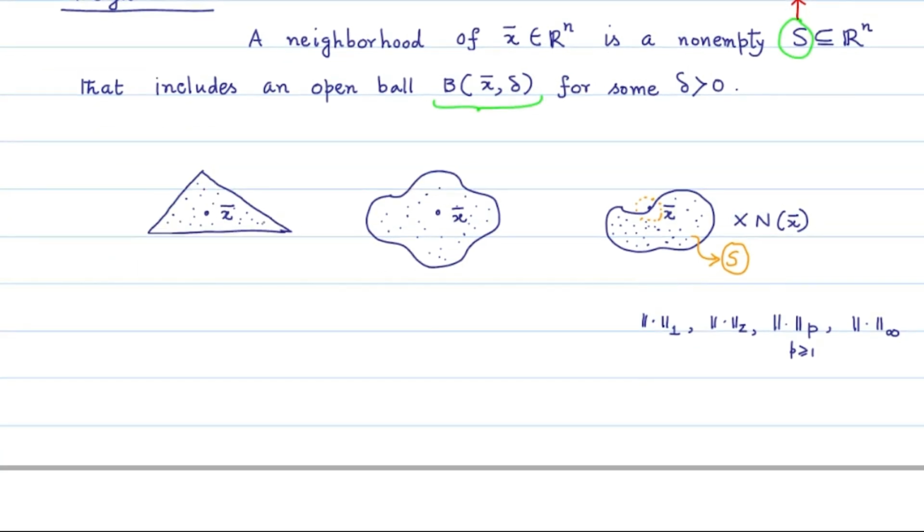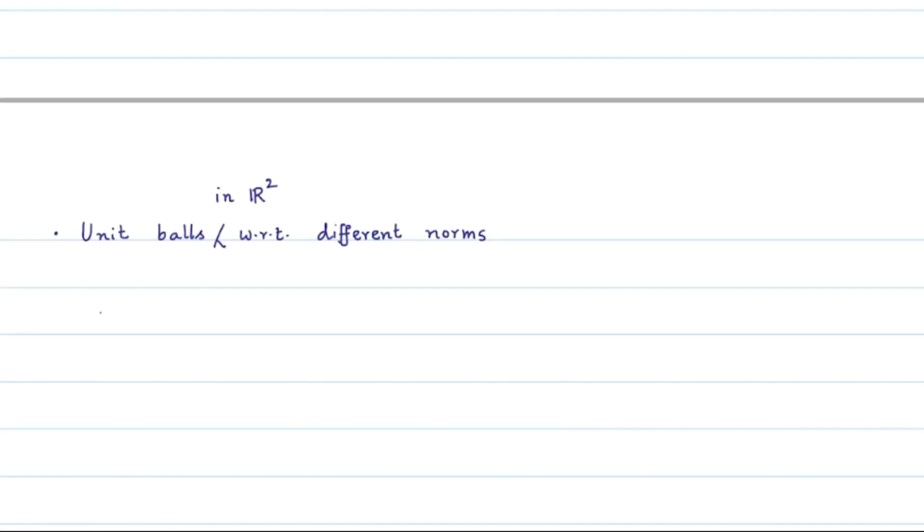Here we simply consider R2 space, and in the R2 space let us try to identify unit balls with respect to different norms. The unit ball with respect to the Lebesgue 1 norm is the set of points for which norm 1 of x is less than 1. If we are talking about open balls, then we will have less than 1. If we are talking about closed balls, then we will have less than or equal to 1 here. So here, better let me call them open unit balls in R2.